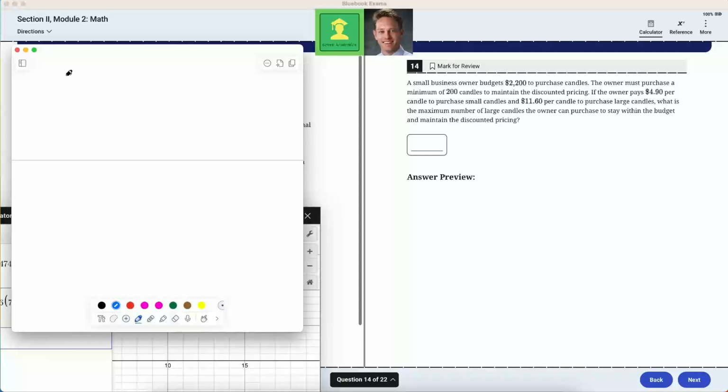Okay, so I'm going to say S is number small and L is number large. Must purchase a minimum of 200 candles. So it begins with, in fact, now that I think about it, I should use X and Y instead, because we're going to end up using Desmos for this. So for clarity's sake, X and Y, it's X plus Y is greater than or equal to 200.